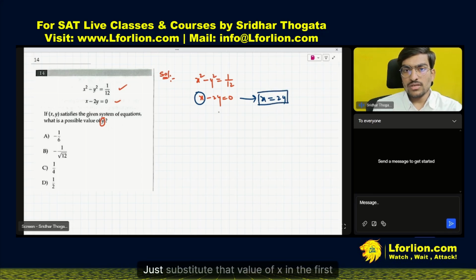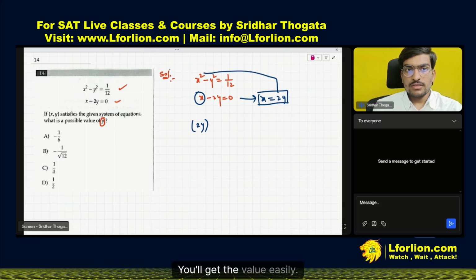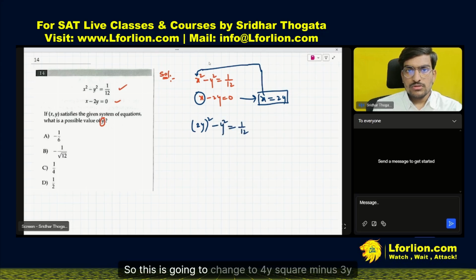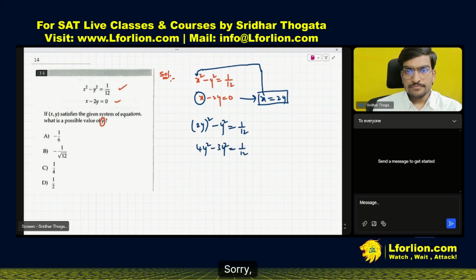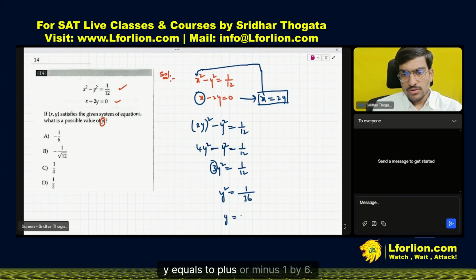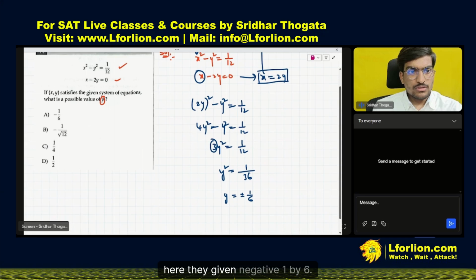You have the value of x, just substitute that value of x in the first equation, you'll get the value easily. So 2y whole square minus y square equals 1 by 12. This is going to change to 4y square minus y square equals 1 by 12. It's going to be 3y square equals 1 by 12. y square equals 1 by 36. y equals plus or minus 1 by 6. Here they have given negative 1 by 6, so that will be the possible value of y.